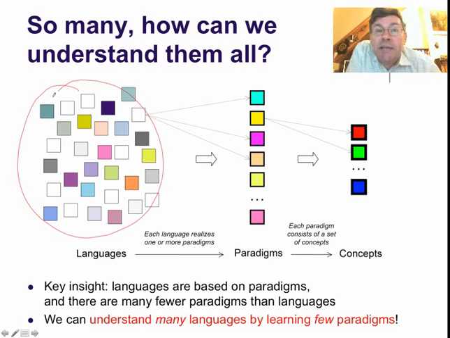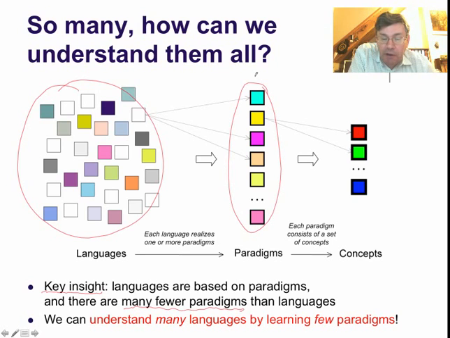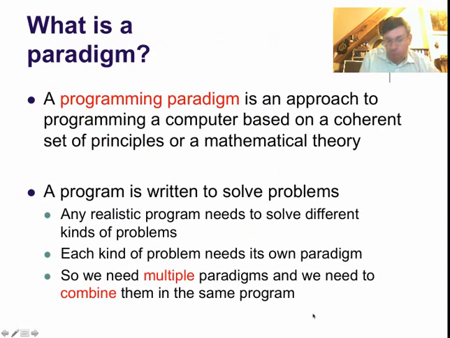Well, the key insight that we will use is that languages are based on what we call programming paradigms. And there are many fewer paradigms than languages. So, for example, in all we have counted around 30 paradigms, and in this course we will see a number of the very important paradigms. So the point is we can understand many languages by just learning a few paradigms. That's the first point. So what is a programming paradigm?